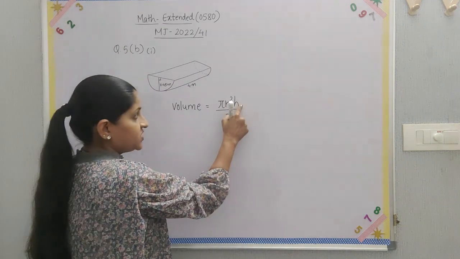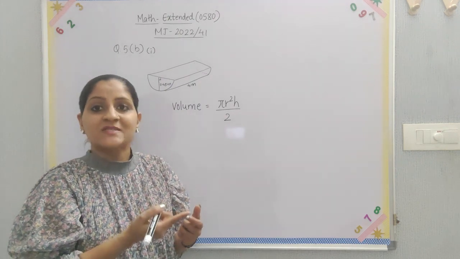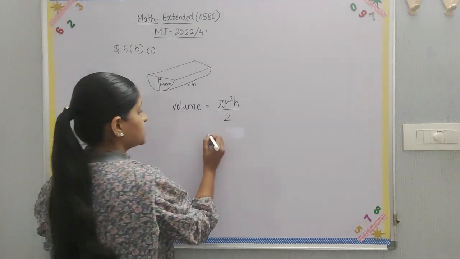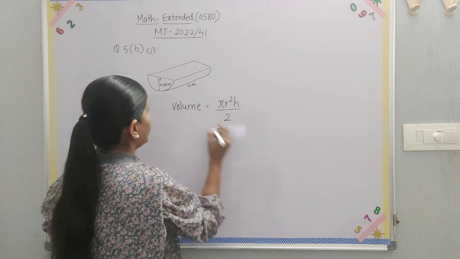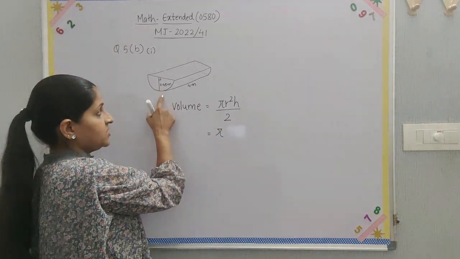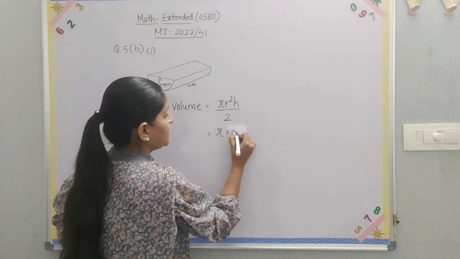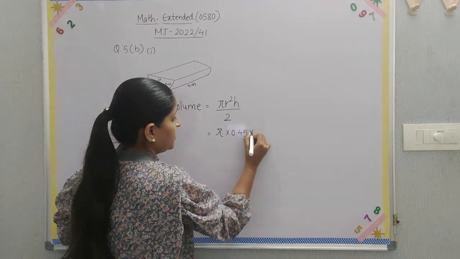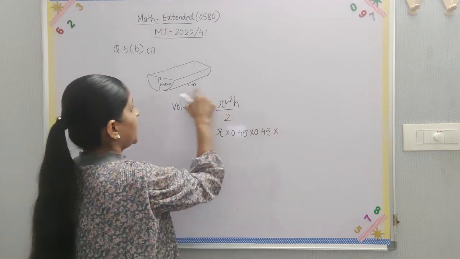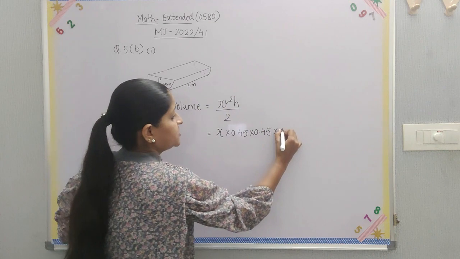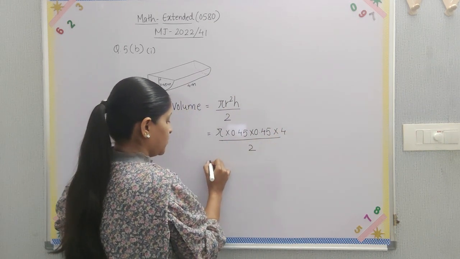Now here h could be the height of the prism, or we can take it as the prism length also. So as per the given information from the question, this is going to be pi. Radius is given here as 0.45 meters. So pi multiplied by 0.45 multiplied by 0.45 multiplied by the height or the prism length, which is 4. This entire thing divided by 2.